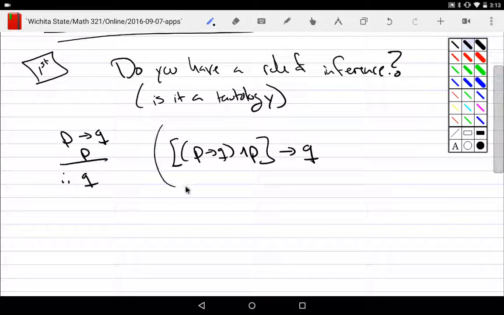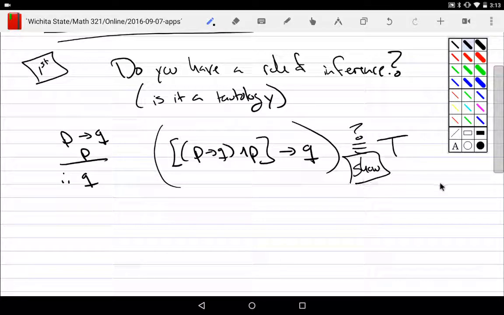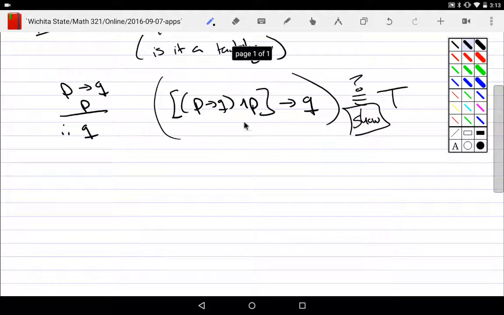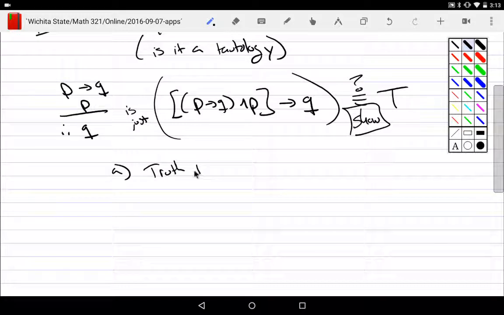And what I would like to know is this actually a tautology? And this is what we have to show. And to do any sort of showing something is a tautology, there's three ways to do this. So A1, the first way to do it was obviously just use a truth table.